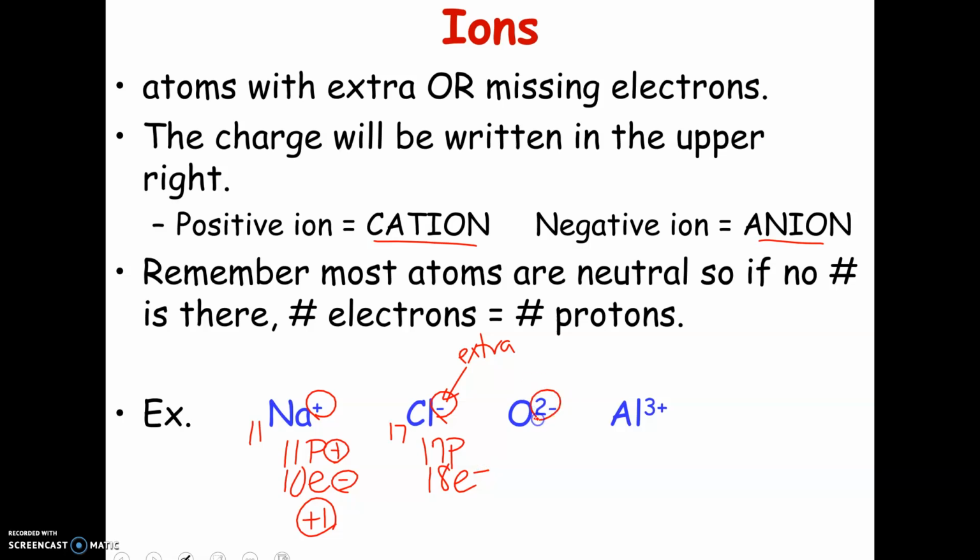Oxygen, this is oxide, it's called actually, and this is an anion. It has a negative 2 charge. So if we look up oxygen, it is number 8. So it has 8 protons, 2 extra electrons. That's going to be 10 electrons.